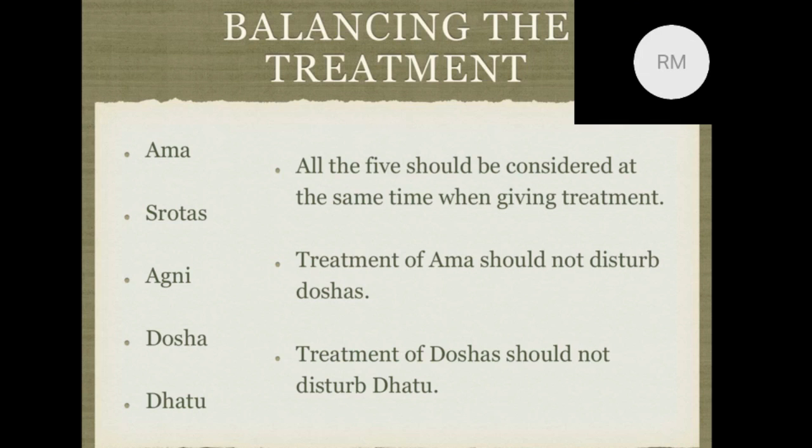This is again a very important concept in making our treatment balanced and holistic. Even at a physical level, you have to at the same time consider the ama, the srotas, agni, dosha, and the dhatu. When all these things are balanced at the same time, then we understand that the treatment will not produce unnecessary side effects, and that the treatment will actually be balanced.